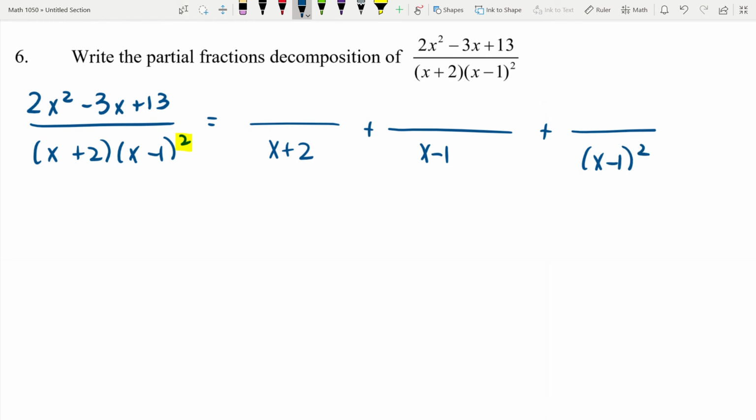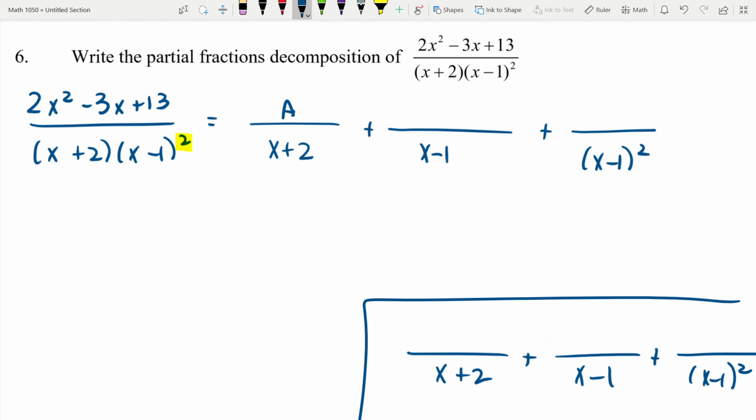That's my setup. If you set this thing up wrong, I'm not trying to scare you, I'm just telling you, if you set this up wrong on the final, I am sure that they will give you 0 points for this problem. So you have to understand what I just showed you, okay? All right, so let's set up our answer. Okay, this is going to be an A, this is going to be a B, and this is going to be a C. Okay, so multiply everything by x plus 2 times x minus 1 squared.